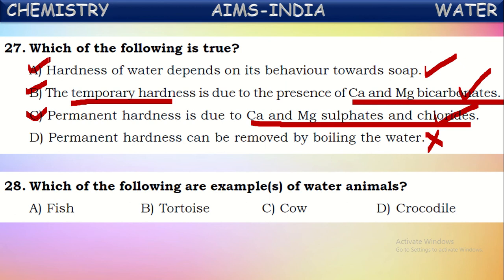Now, see here which animals come under aquatic animals or water animals. Fish. It is one of the aquatic animals or water animals because it lives in the water. Even turtle or tortoise, it is also. And crocodile. These three will come under water animals because they live inside the water. What about cow? It won't. It is a land animal. Only these three are aquatic animals or water animals.